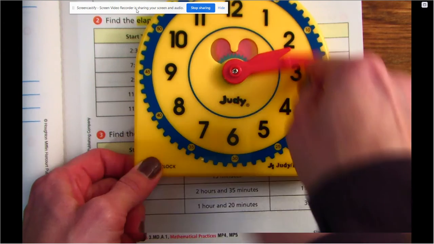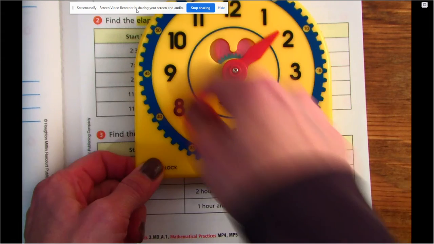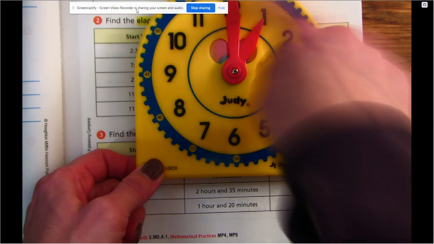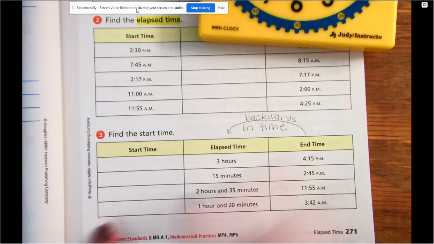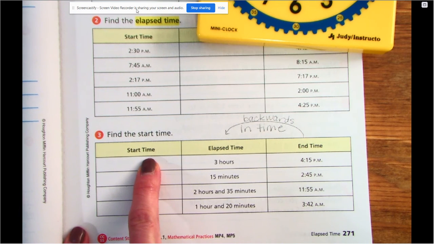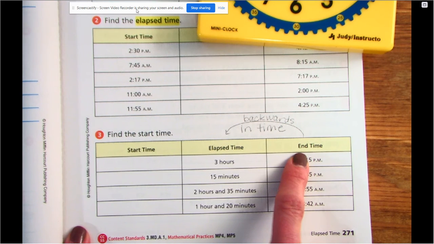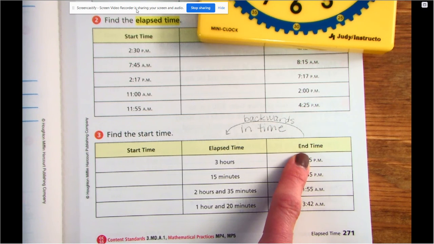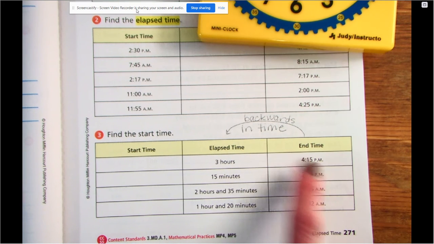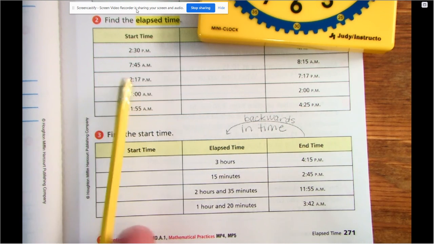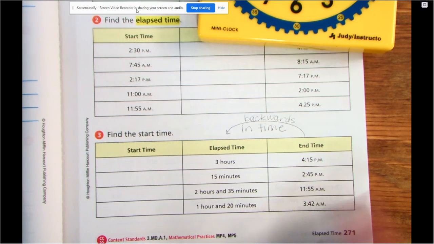That's not the way time works, right? It doesn't go backwards. But when we're trying to find start times, right, we're given the end time, so we're just doing the opposite of what we just did. Okay? So let's solve some of these, and then we're going to save this part for another day.